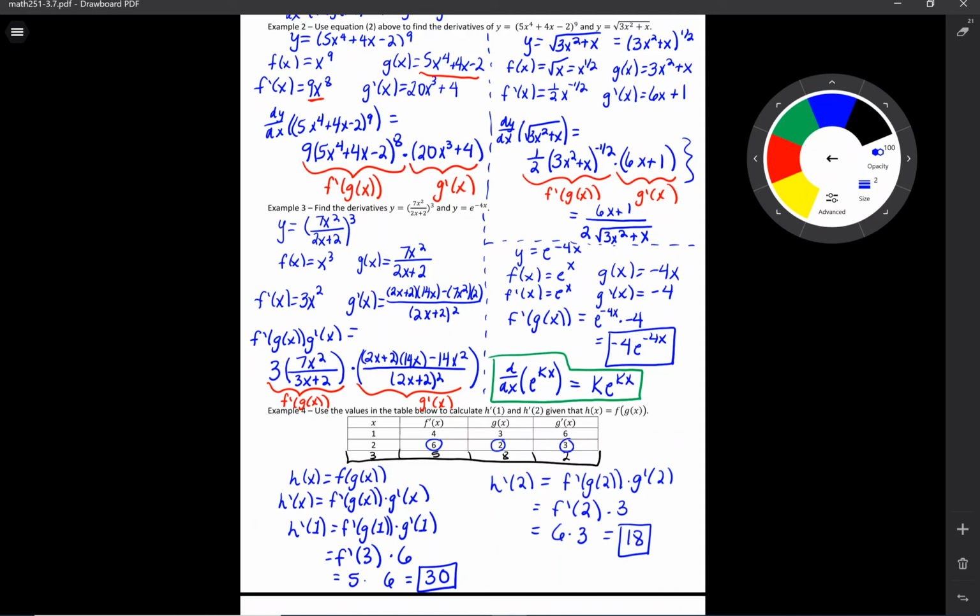So we don't necessarily need functions in order to use the chain rule. Here we didn't have functions, we just had some tables of values, but it still worked just fine using the chain rule.